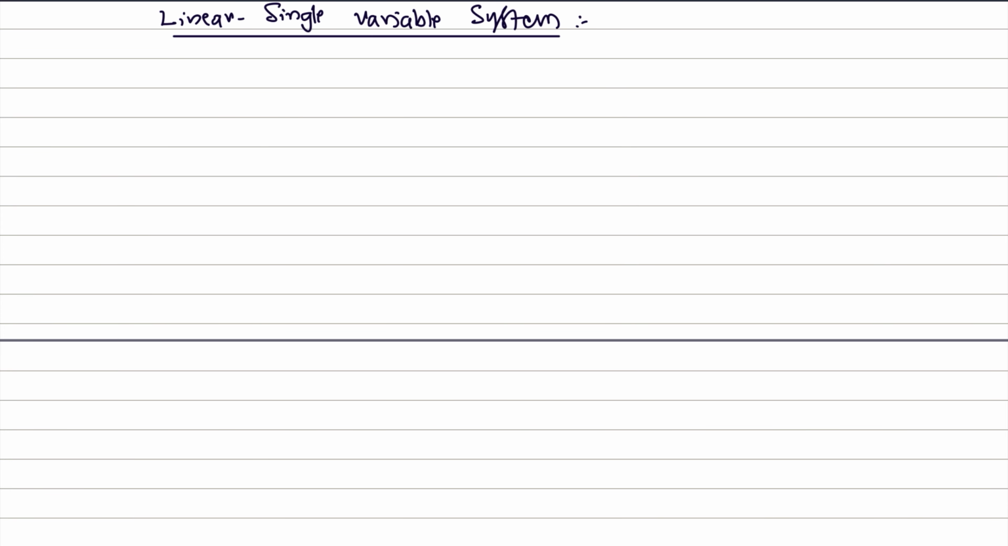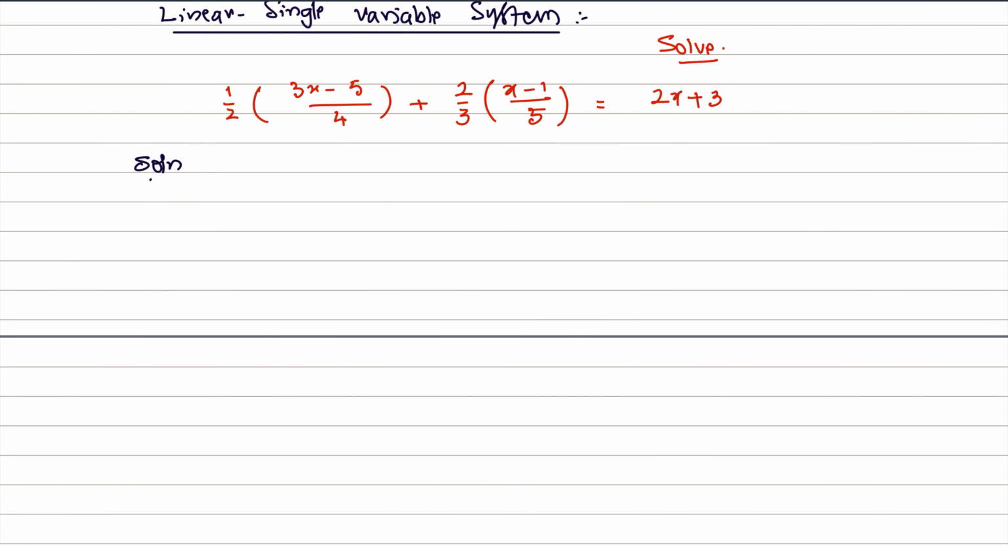Let us try to solve one good example with a linear single variable system. Let us say half into (3x minus 5) divided by 4 plus 2 by 3 into (x minus 1) by 5 is equal to 2x plus 3. Solve this for x. Let us go for the solution.